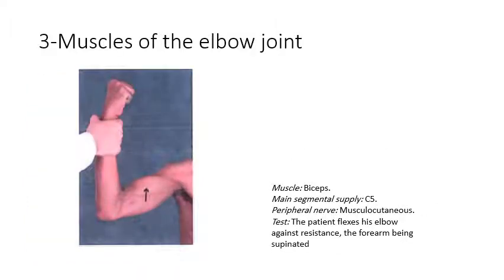Let's move to muscles of the elbow joint and start with the biceps brachii muscle. It receives segmental supply mainly from C5, and the peripheral nerve is the musculocutaneous nerve, and obviously the patient is asked to flex his elbow against resistance, and the forearm is in the supinated position.